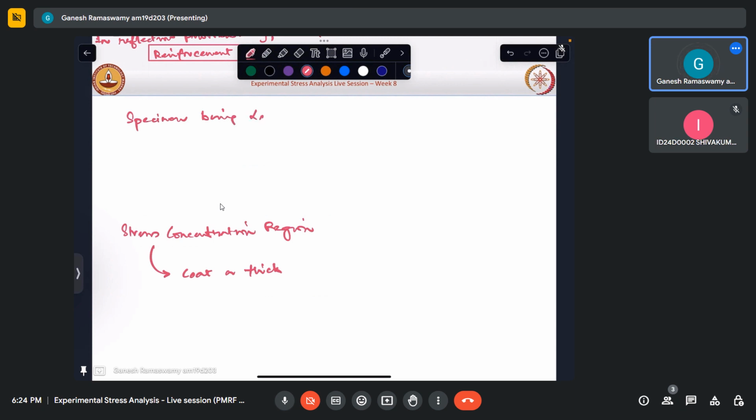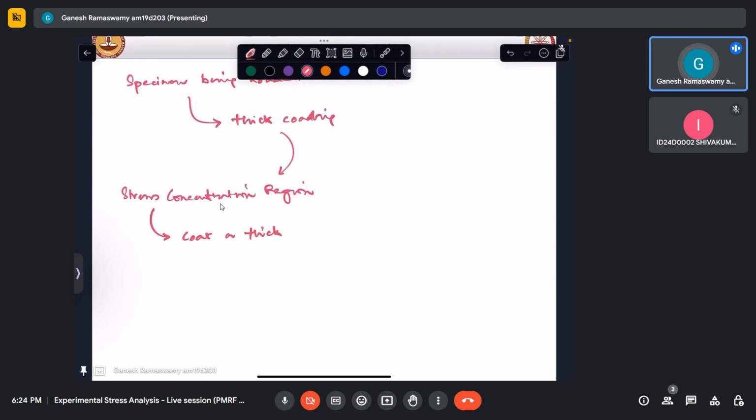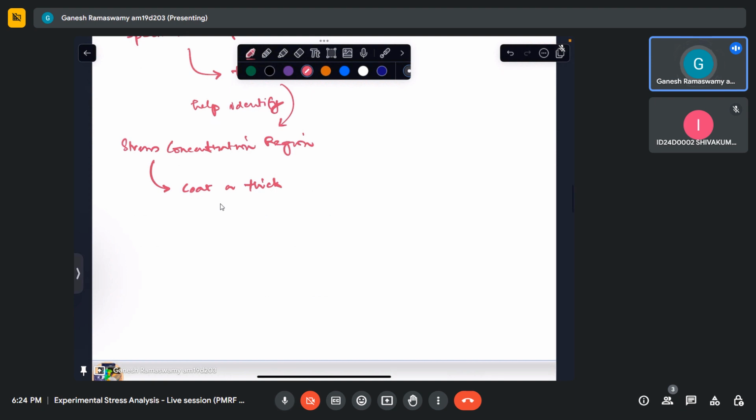For the specimen being loaded, initially I'll apply a thick coating, and this helps me identify the stress concentration regions. Once the stress concentration regions are identified, I can go ahead, remove the coating and then use a thinner coating there.